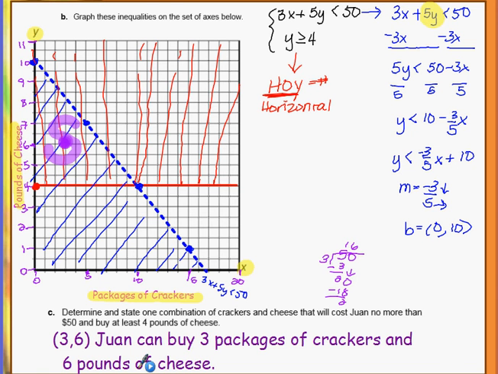Part E asks us to state a combination of crackers and cheese that will keep him from spending too much and still having enough. I chose 3, 6, which is right here. This ordered pair says he could buy 3 packages of crackers and 6 pounds of cheese and meet all of his requirements. He won't spend more than $50 and he'll also have enough cheese according to his mom's suggestion.